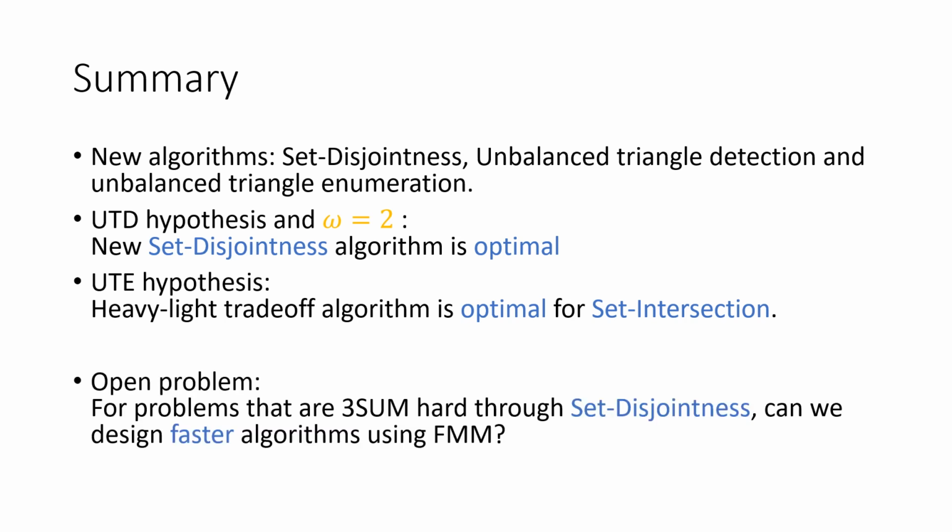Finally, as an open problem, we leave the question of what can we do for problems that are threesome hard, and the proof that they're threesome hard goes through the set-disjointness problem. As we mentioned earlier, this happens for many of the problems that are known to be threesome hard. The question is whether or not we can design faster algorithms for such problems that take advantage of fast matrix multiplication or fast rectangular matrix multiplication.